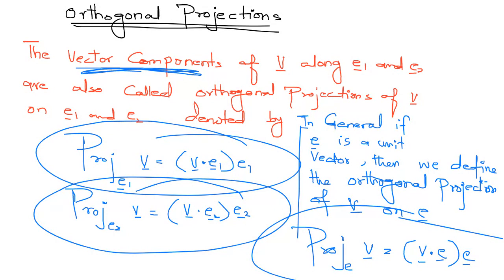Okay, so now I will give you one example. From that, I think it will be very clear how you can find the orthogonal projections. Just give me 1 minute.